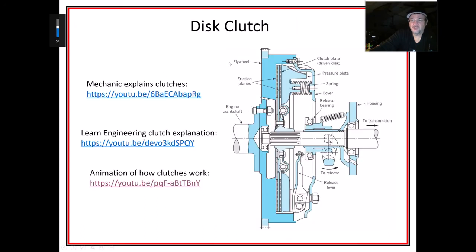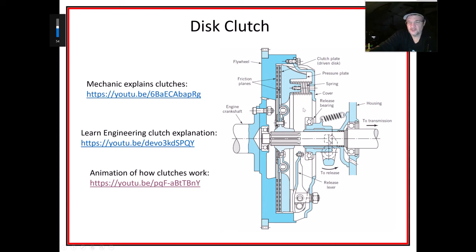I want to start talking about disc brakes and disc clutches. I think disc clutches are pretty interesting. I think I already have these posted. I'll double check on Blackboard. But these are a couple, three good videos to kind of introduce you to what a standard transmission clutch is going to be.